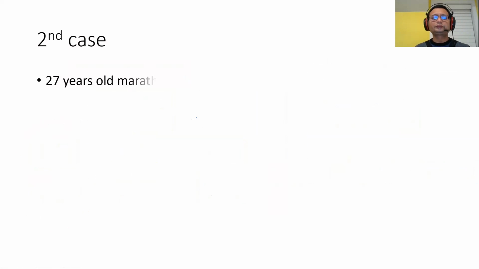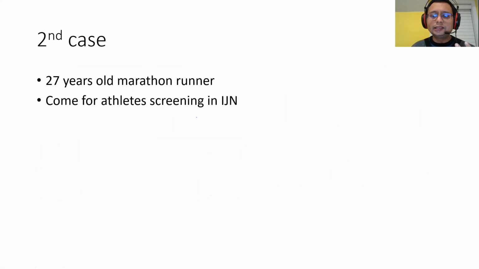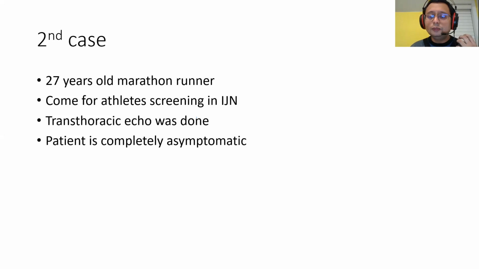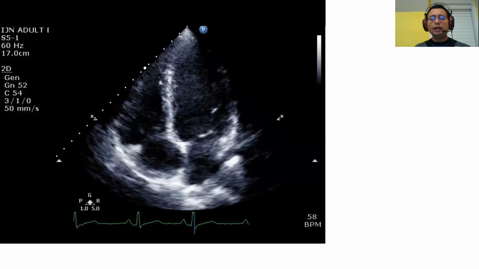Okay. Look at our second case. We have a 27 years old marathon runner who comes for athlete screening in IJN. We do a transthoracic echocardiogram for this patient. He is completely asymptomatic. Now look at the echocardiogram here.